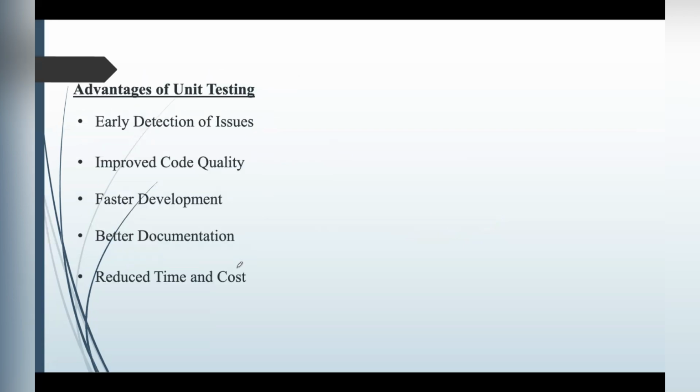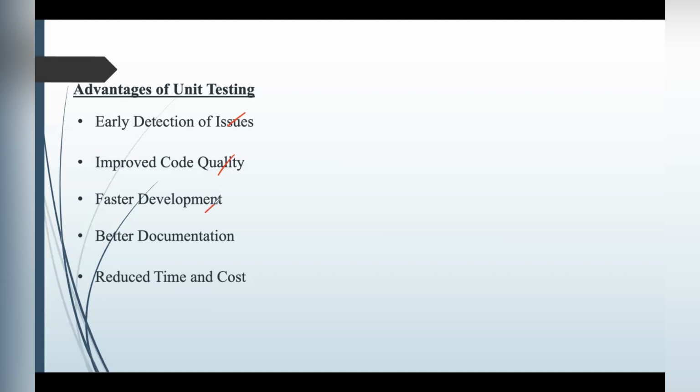Advantages of unit testing: first one is early detection of issues. Unit testing allows developers to detect and fix issues early in the development process before they become larger and more difficult to fix. Then coming to the second one, which is improved code quality: unit testing helps to ensure that each unit of code works as intended and that the written code meets the requirements, and it even improves the overall quality of the software.